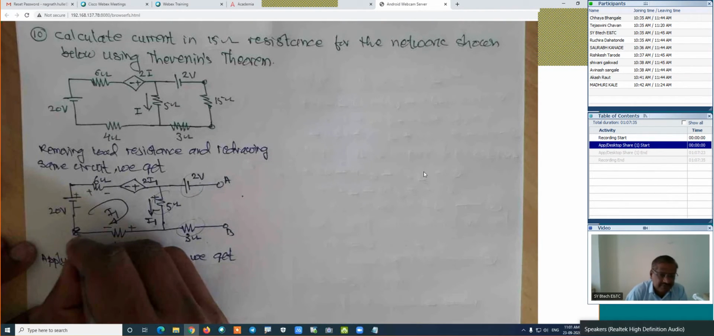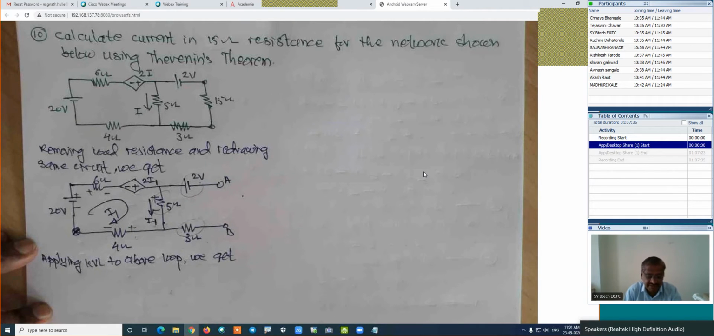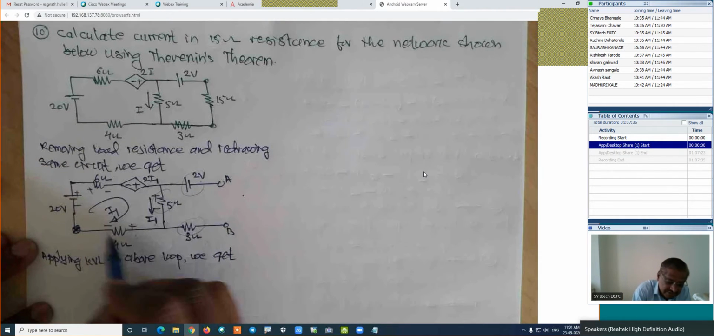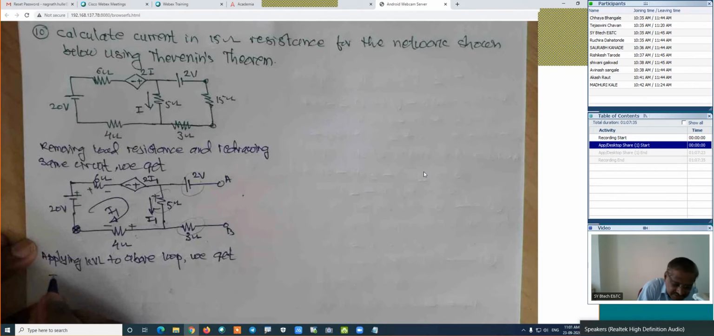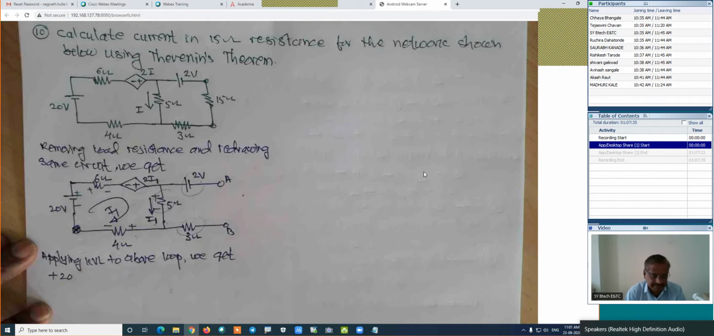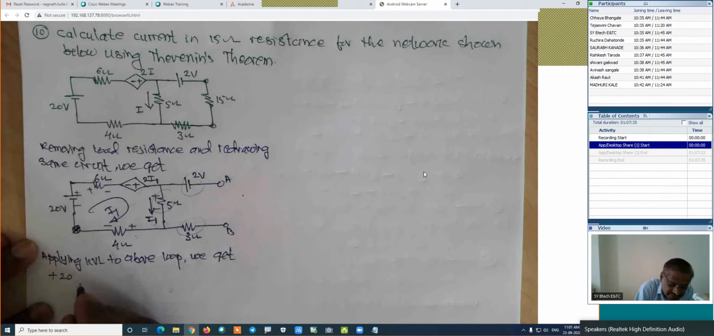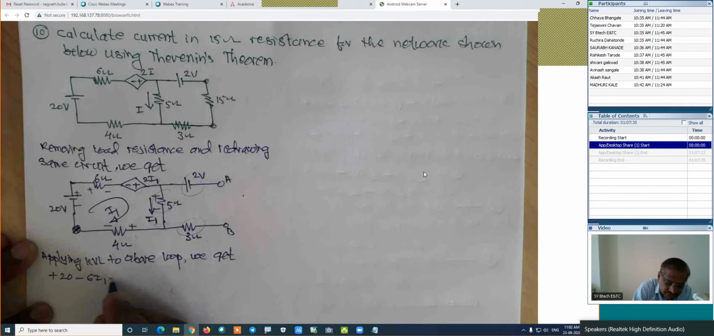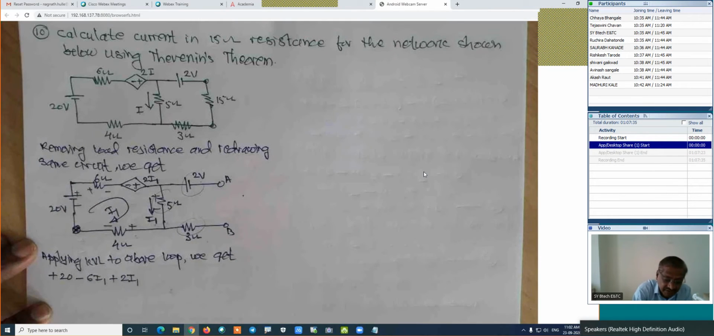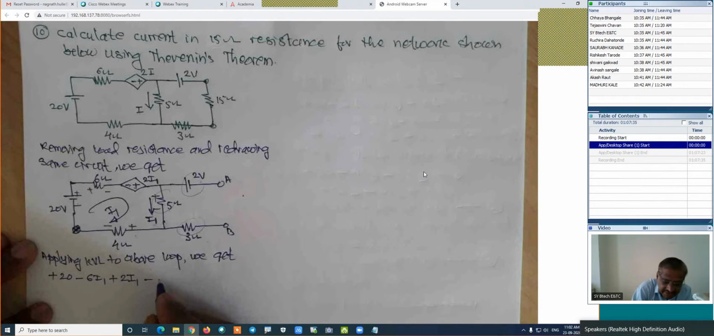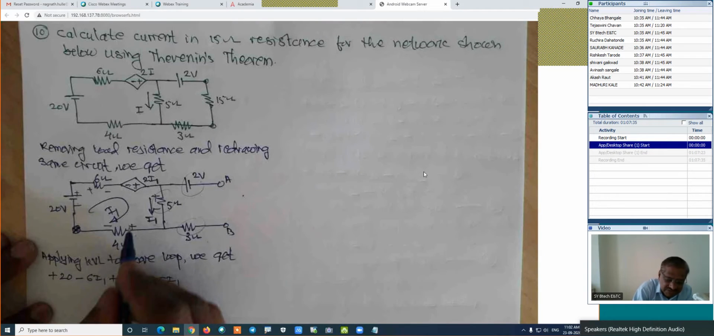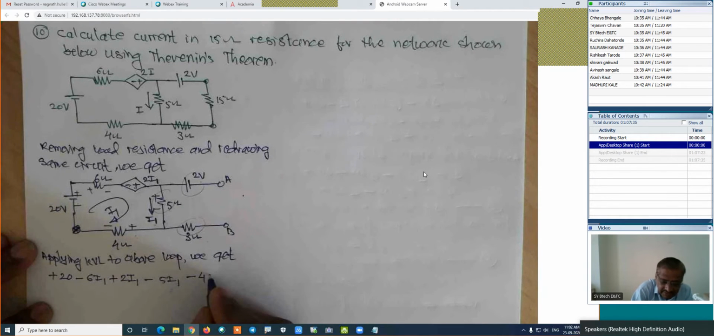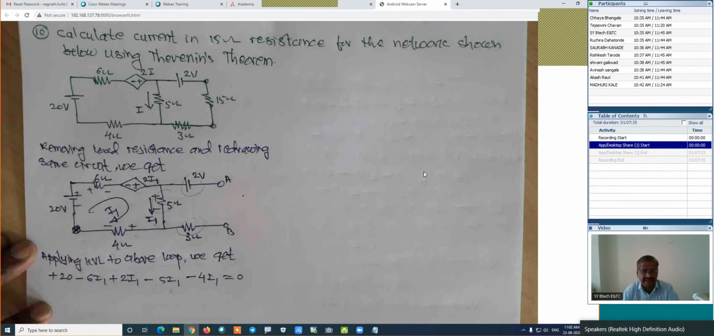If we are traveling from this point into the loop in the clockwise direction, minus to plus, which is plus, its voltage is 20. Then positive to negative, which is minus, 6 into I1 is this potential. Then negative to positive, which is plus, 2 into I1 is the voltage of this dependent source. Then positive to negative, which is minus, 5 into I1. Then positive to negative, which is minus 4 into I1, which is equal to 0. This is the application of the KVL.